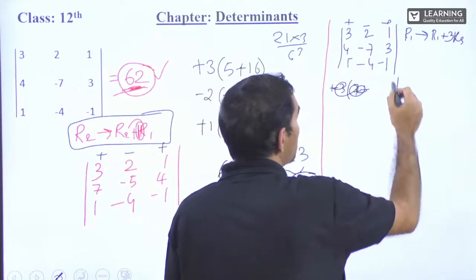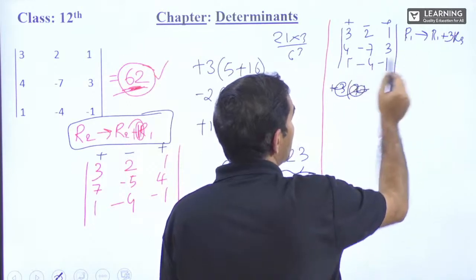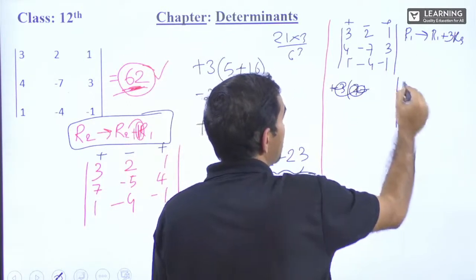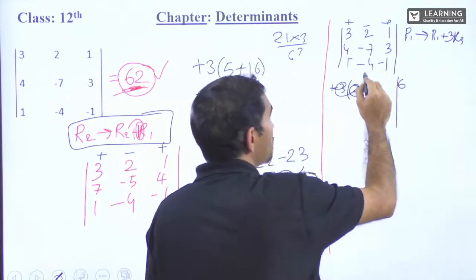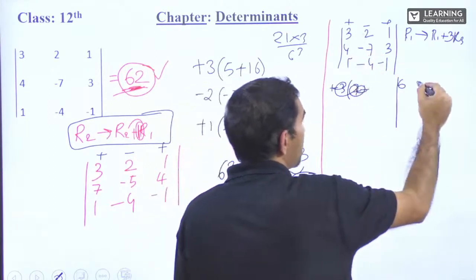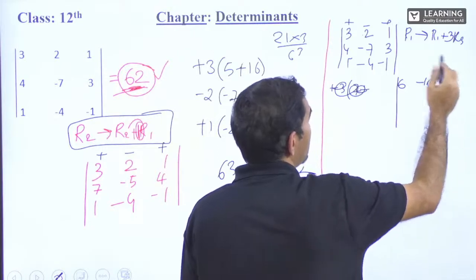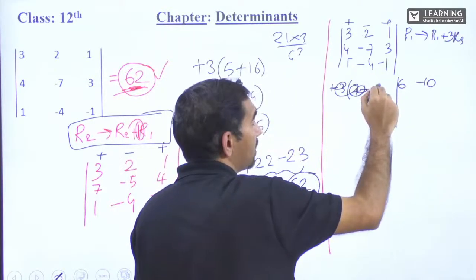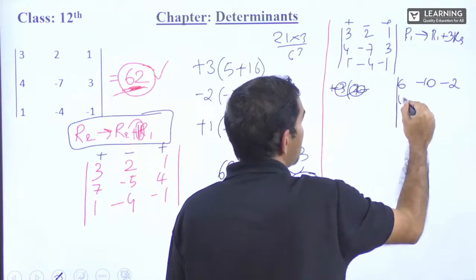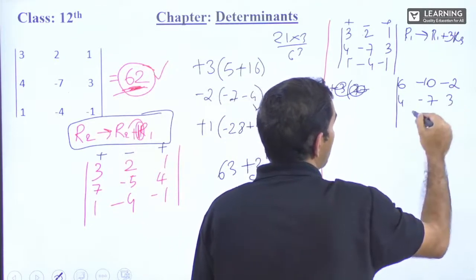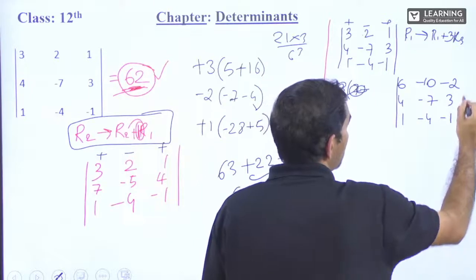So that will give us how much? 3 times of R3. 3 into 1, 3. 3 plus 3 is 6. 3 into minus 4, minus 12. Minus 12 plus 2, minus 10. 3 into minus 1, minus 3. Minus 3 plus 1, minus 2. R2 and R3 as it is: 4, minus 7 and 3, and 1, minus 4 and minus 1.